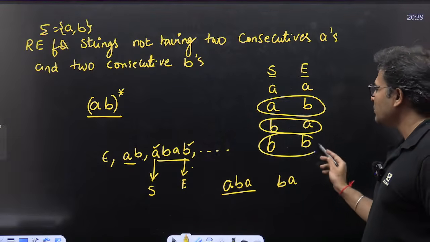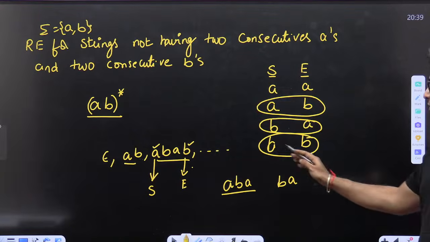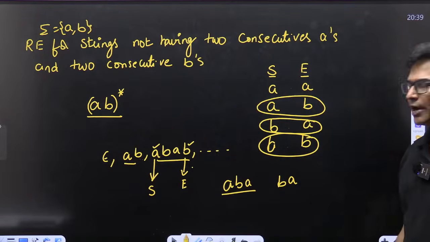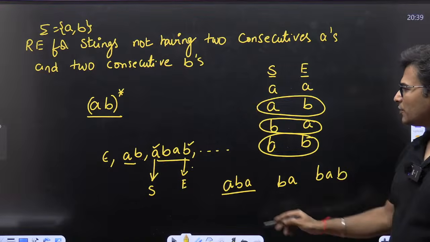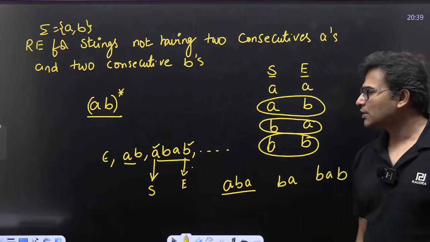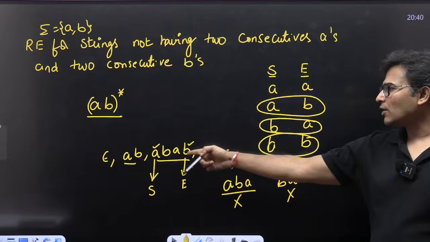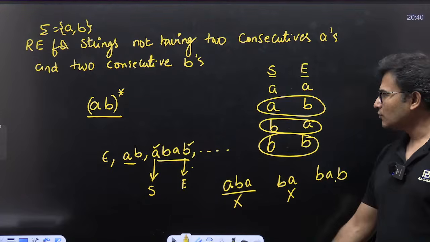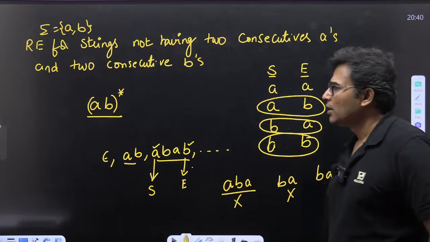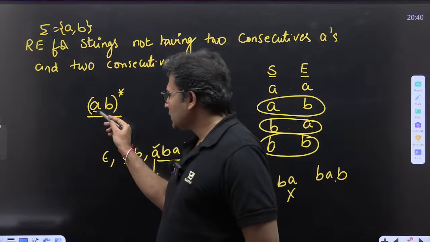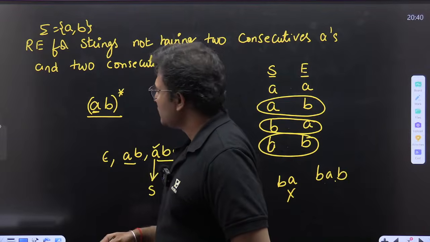No consecutive B's and A's, starting with B and ending with B, BAB. Now if you observe, ABA cannot be generated, BA is also not there, and BAB also cannot be generated, right? Therefore, what should you do? We are always starting with A, but strings may start with B also.